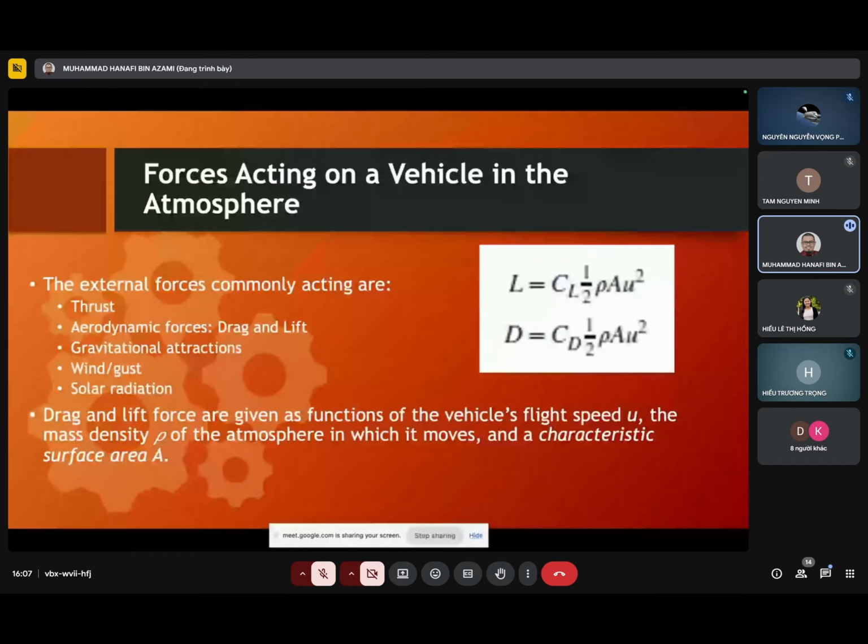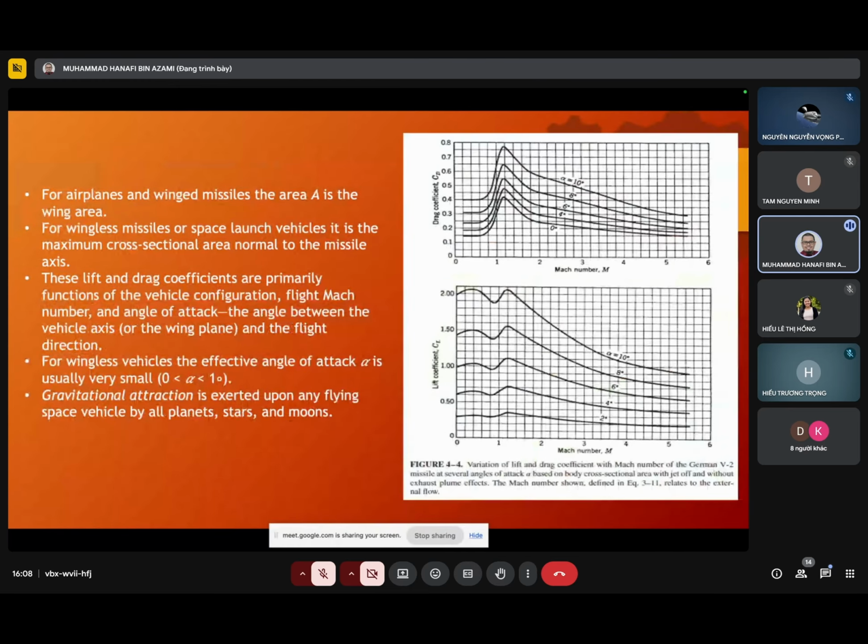But in rockets, A we assume is perpendicular to the direction of the thrust. In airplanes, you have the wing area. But for a missile or space launch vehicle, which doesn't have wings, it is the maximum cross-section area normal to the missile axis. What is the missile axis? The missile axis is the axis of the thrust. So A is the area normal to the missile axis, as if you look at the missile from the front.